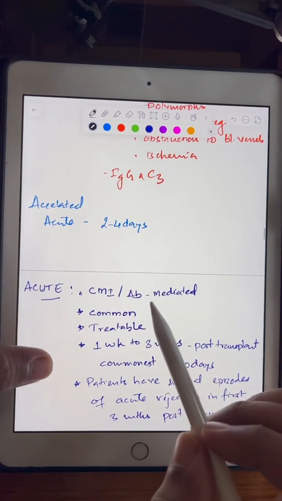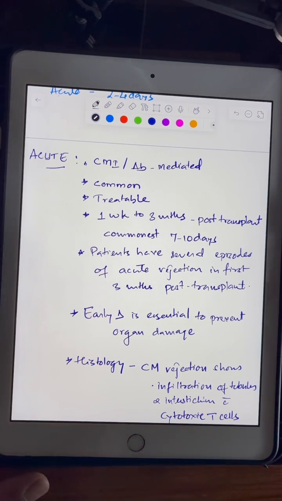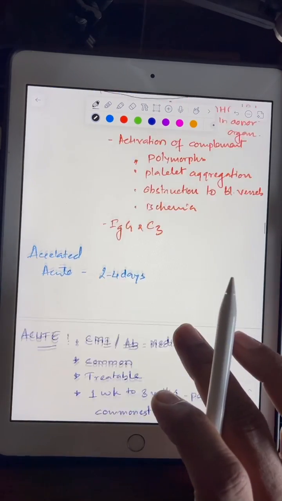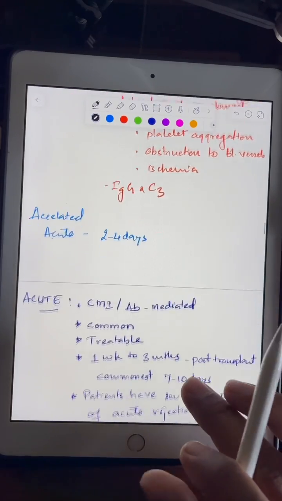Accelerated rejection occurs within 2 to 4 days. Then acute type. So this is regarding graft rejection. There are 4 types.